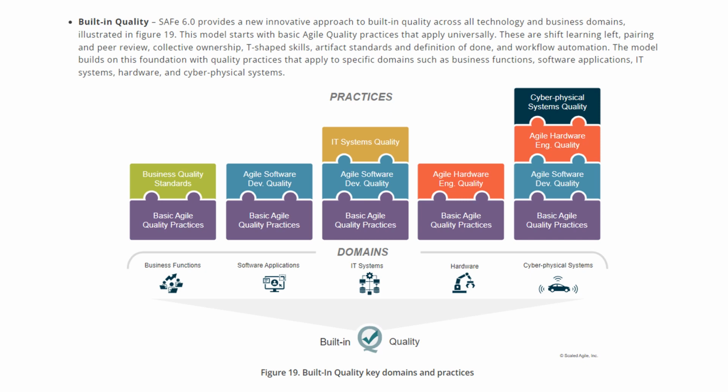See, for example, cyber physical systems, right? They need to have built-in quality for cyber physical systems. You need to have basic agile quality practices, agile software development quality practices, agile hardware engineering quality practices, and cyber physical system qualities. For each and every domain, the built-in quality practices are modeled in such a way that whatever tenets are required for that domain have been added here. So this is the new change as part of 6.0 for built-in quality.